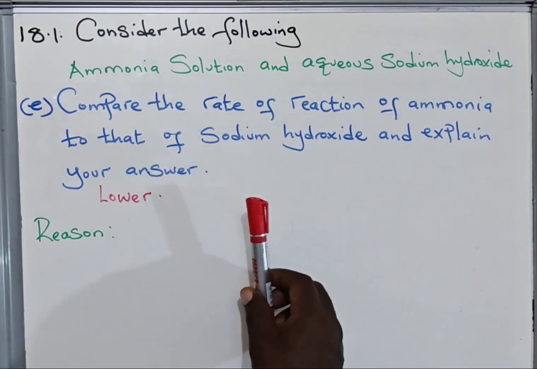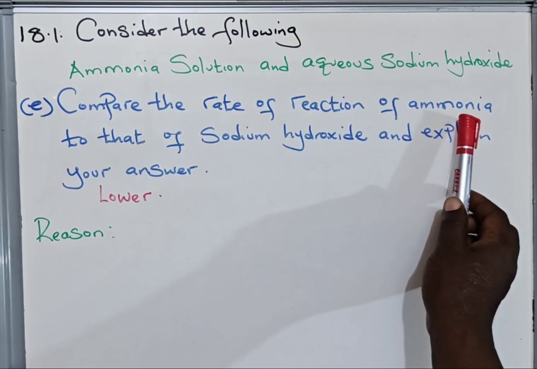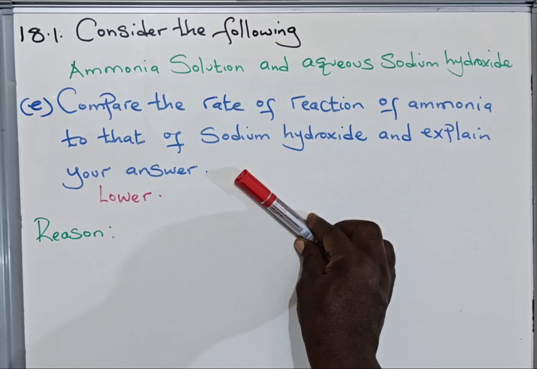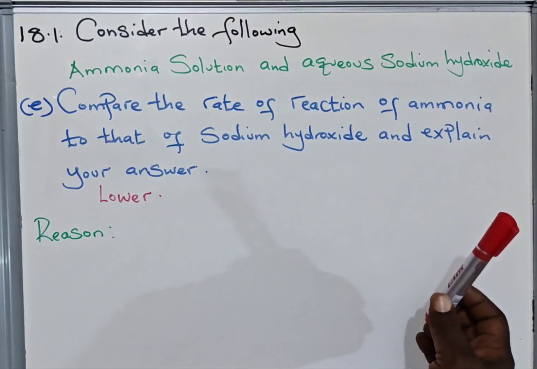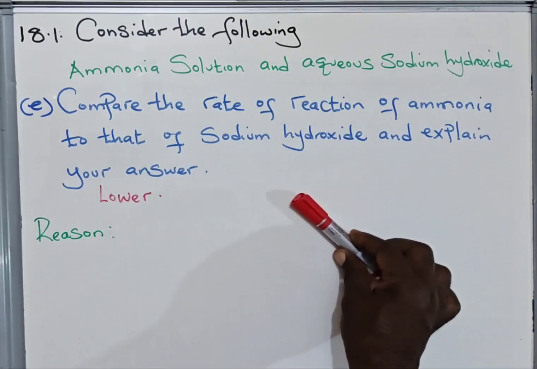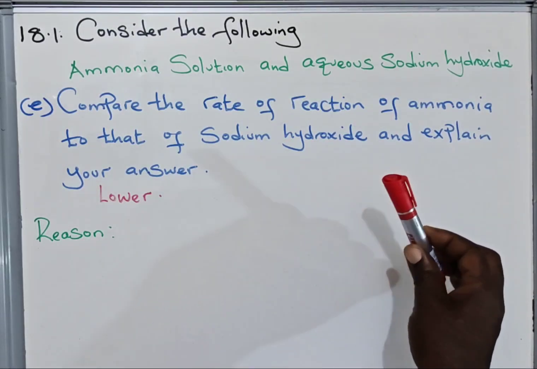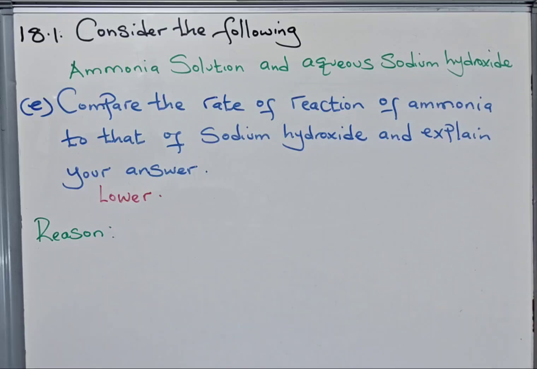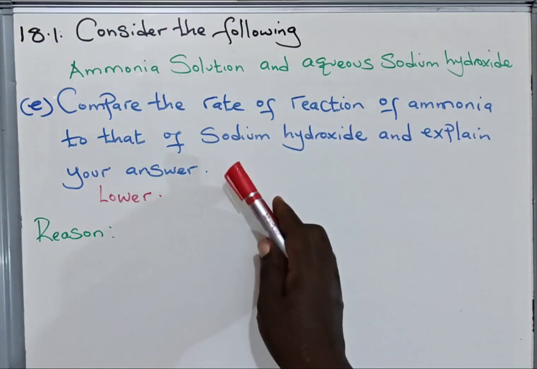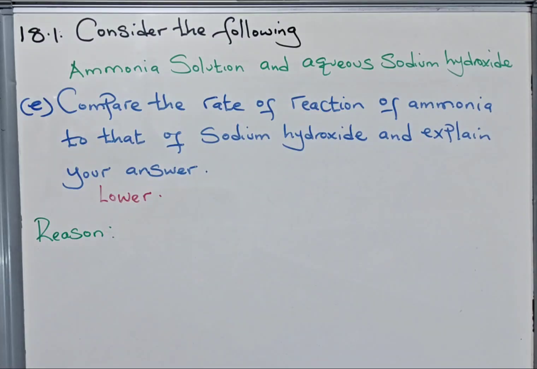The reason is that ammonia is a weak base, which is partially ionized, releasing a fewer number of ions, compared to sodium hydroxide, which is a strong base and so fully ionized, releasing a large number of ions. We need to recall that concentration is one of the factors affecting the rate of reaction, and the lower the concentration, the lower the rate of reaction.